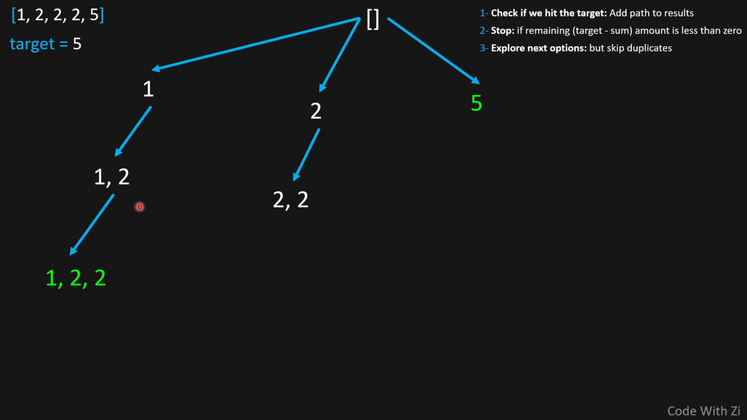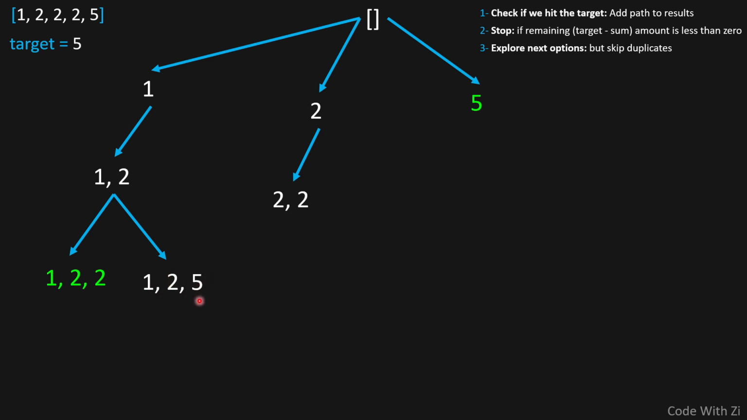So we've already tested 1, 2, and 2. Let's test this one. Oh, that's gonna give us a duplicate because we've already tested 1, 2, and 2. So we're gonna skip this 2 here and we're gonna move on to the next number, which is 5. And we're gonna be like, is 1 plus 2 plus 5 equal to our target?